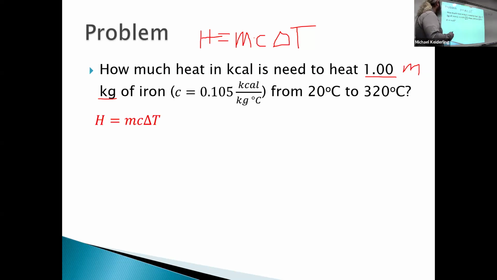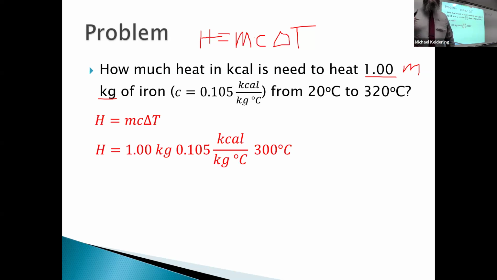So heat is mass times heat capacity times change in temperature. So 1 kilogram times 0.105 kilocalories per kilogram degree Celsius times 300 degrees Celsius. That is 31.5 kilocalories. Did I do that right? Yes, it is 31.5 kilocalories. I made a mistake when I was trying to do it in my head.